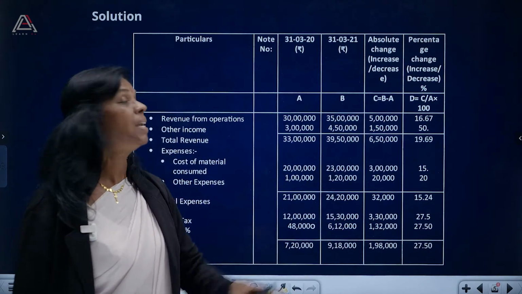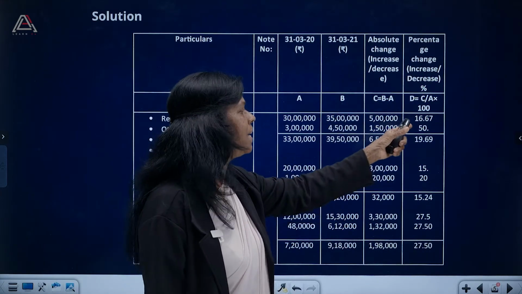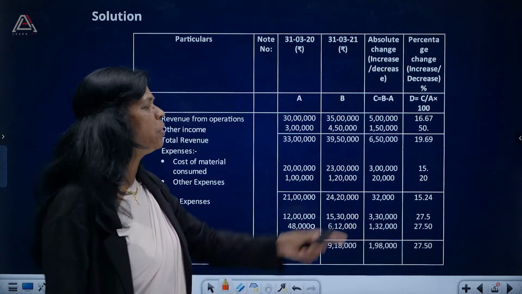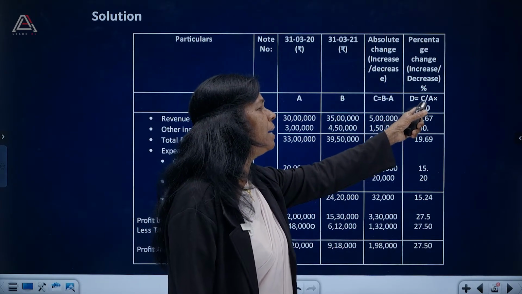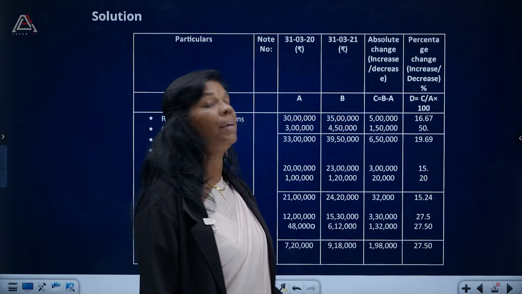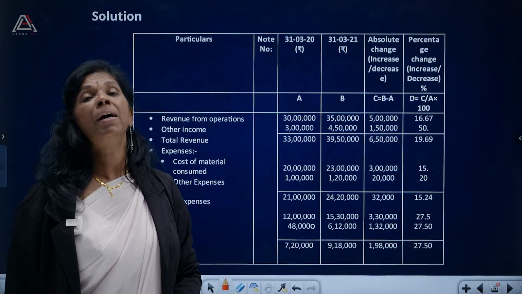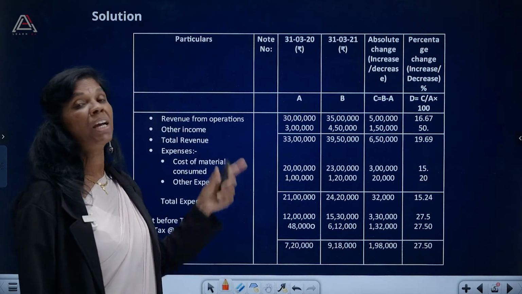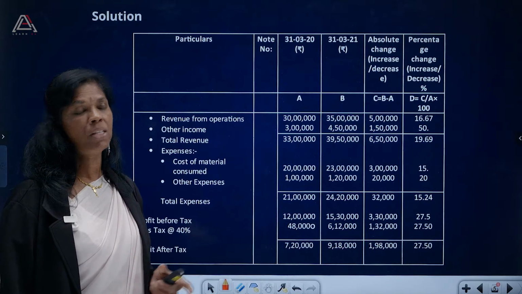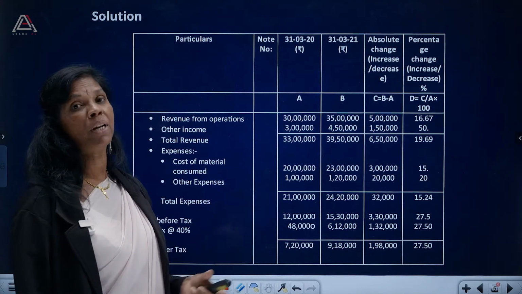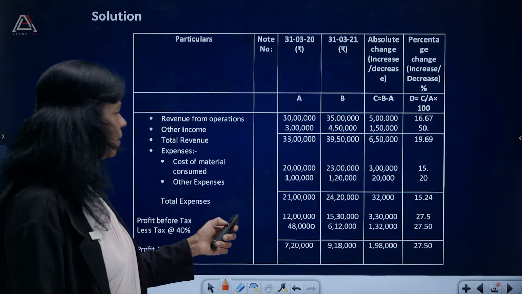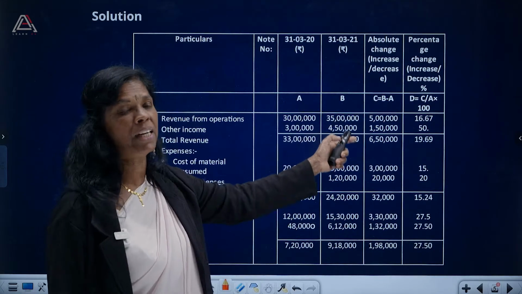How to find out C? B minus A. This is C. The last column D, how to find out D? C divided by A into 100. This is the way we have to find out D. So first item, revenue from operation. These two years' amounts are given. Let us see the question. That is 30 lakh and 35 lakh.